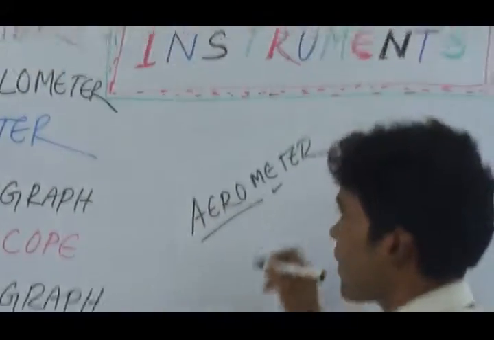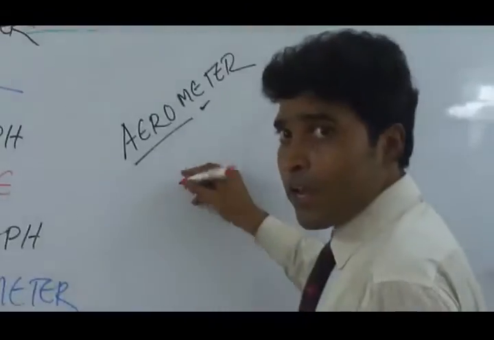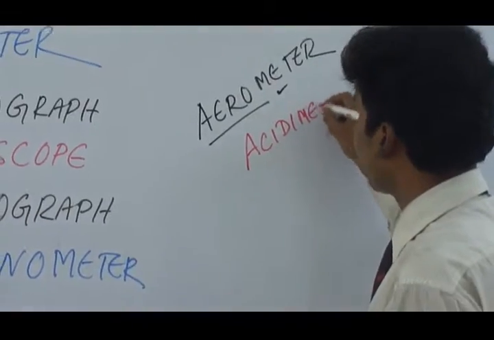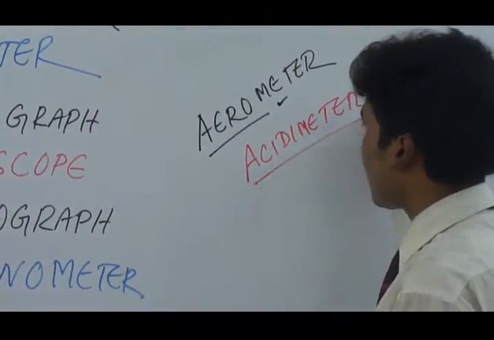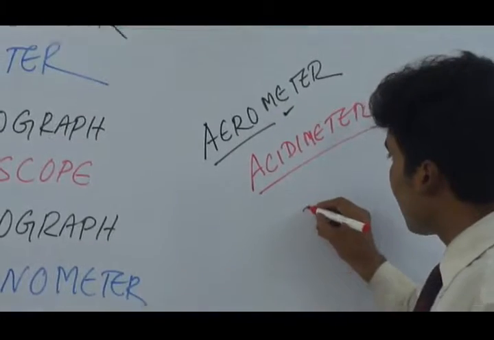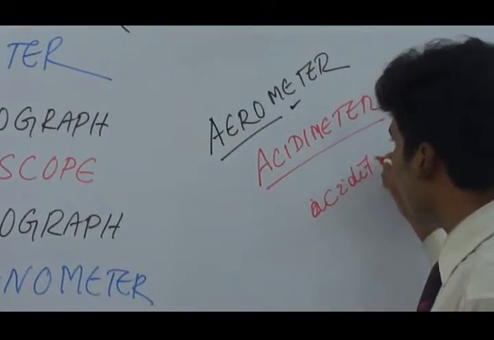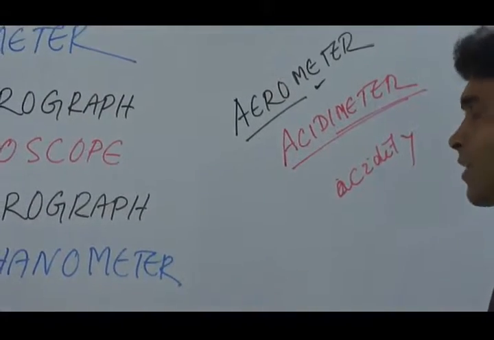So aerometer, right? Another thing is acid meter. Acid meter means the instrument which is used for calculating acidity. So acidity is measured by acid meter, right?